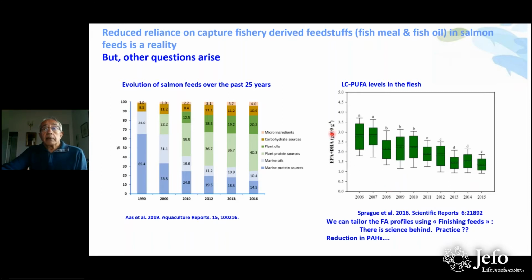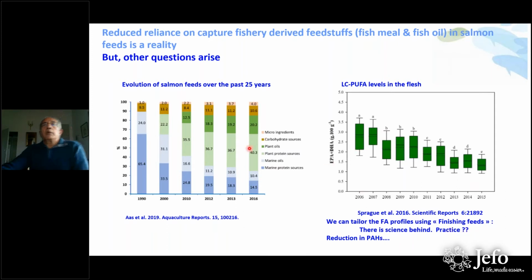So this is the plan. This is one of the major questions which come up. But we know from science that we can tailor the fatty acid profiles using the finishing feeds. At this stage, for instance, at the last periods before slaughter, you can modify the fatty acid profiles using feeds which are rich in these fatty acids. There is solid science behind it, but practice is not yet clear.